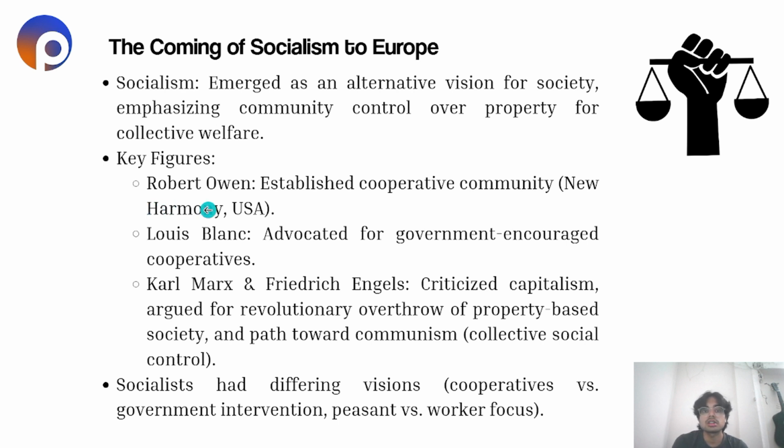Key figures such as Robert Owen. Now he established a cooperative community, New Harmony, in the United States of America. Louis Blanc was the person who advocated for government-encouraged cooperatives.